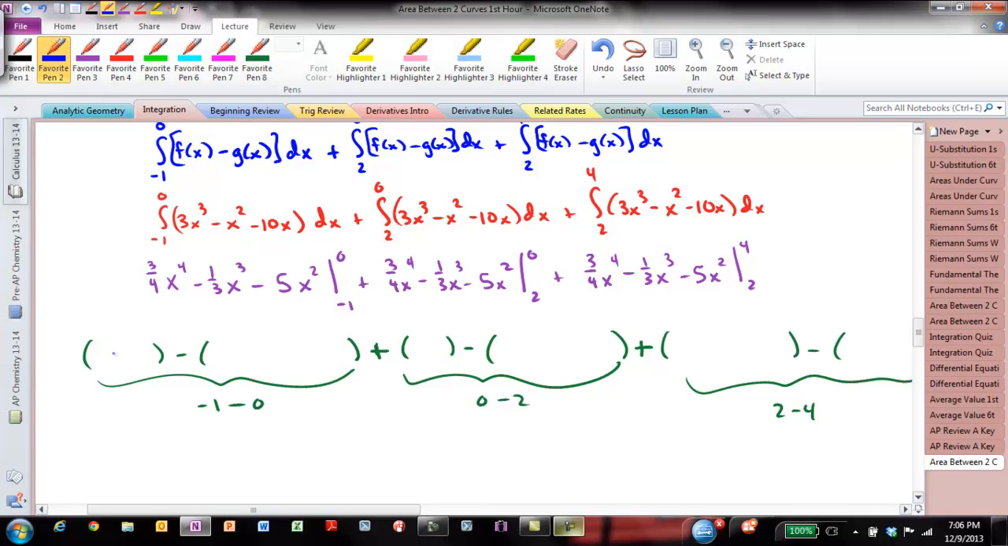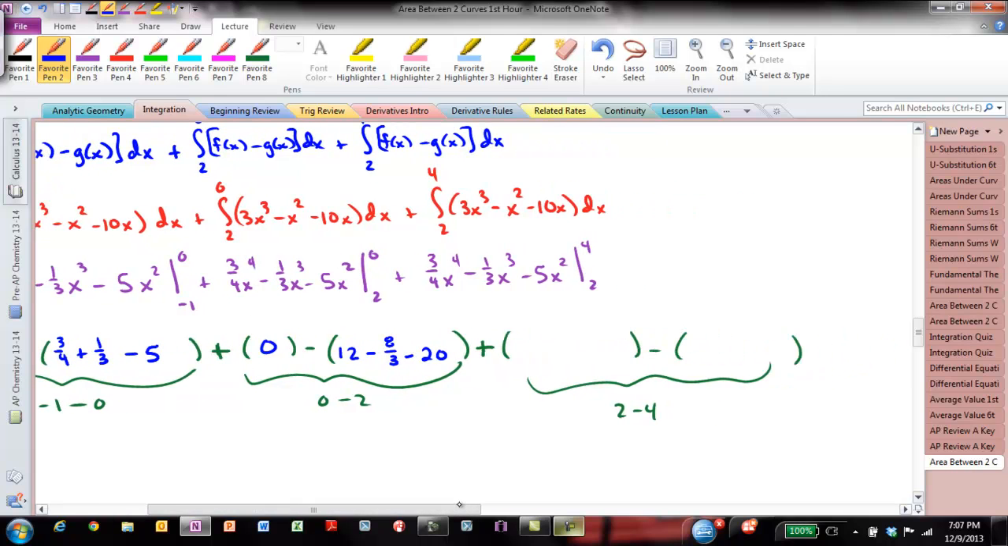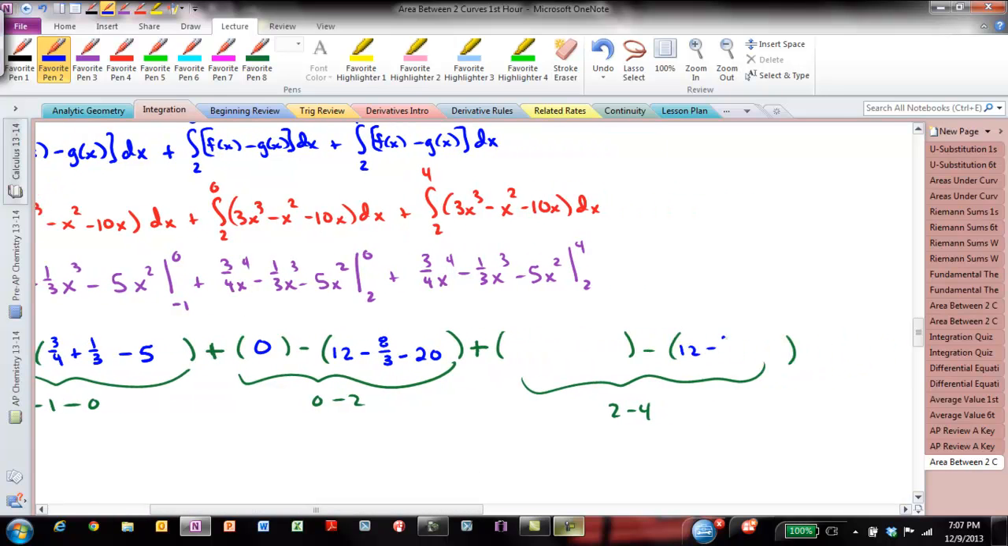So this first one, if we plug in 0, we get 0. If we plug in a negative 1, we're going to get 3/4 plus 1/3 minus 5. Plug in a 0, you get a 0 there. You plug in a 2, you get 2 to the 4th, which is 16 over 4, which is 4 times 3, so we get 12, minus, if we put a 2 in, we get 8, so 8 over 3 minus 4 times 5, which is 20. So when I do my 2 over here, I'm going to put 12 minus 8 over 3 minus 20 over there.